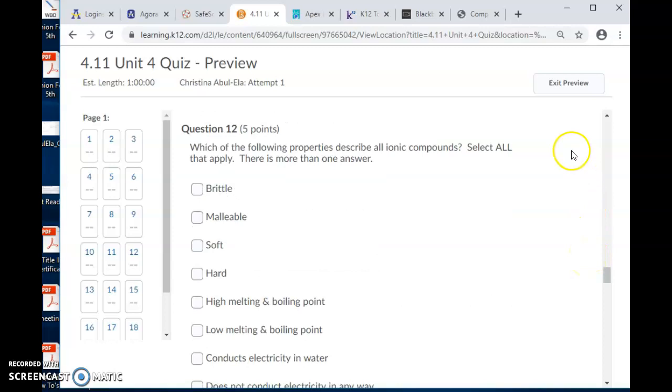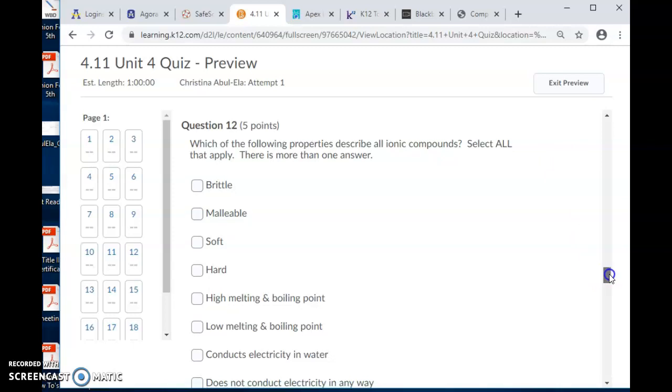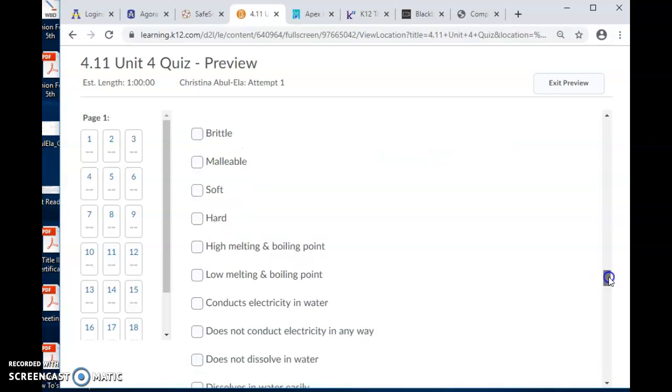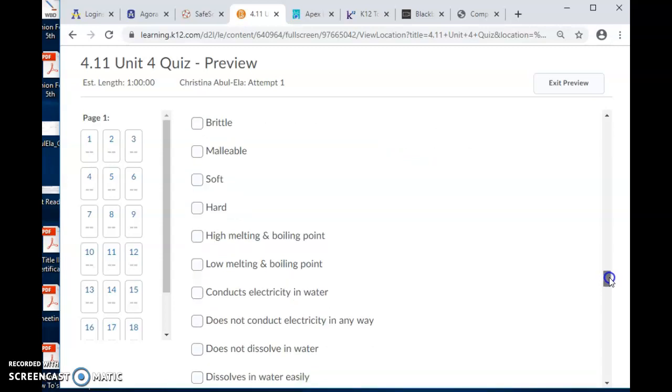Question 12. Which of the following properties describe all ionic compounds? Select all that apply. There is more than one answer. I'm going to scroll down a little bit so you can see all of the answer choices at once. Brittle, malleable, soft, hard, high melting and boiling points, low melting and boiling points, conducts electricity in water, does not conduct electricity in any way, does not dissolve in water, and dissolves easily in water.